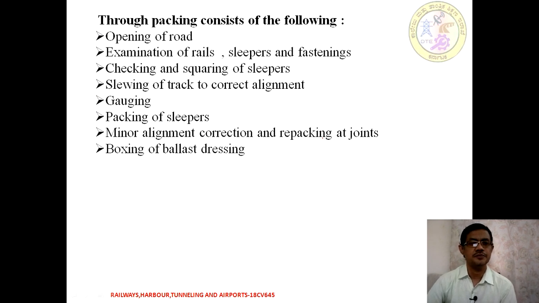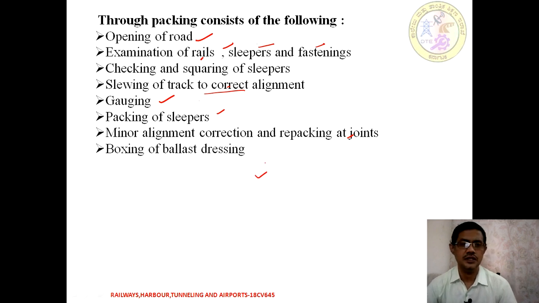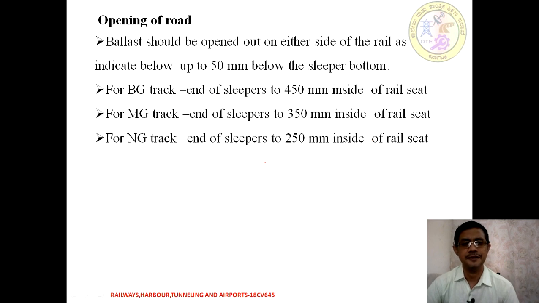Through packing consists of the following. When I say through packing is done, first is opening up of the road, examining the condition of components like rail, sleeper and fastening, checking the squaring of the sleeper, slewing of the track to get back to correct alignment, gauging, packing of sleepers, and minor alignment or replacement at the joints. Next is boxing of ballast and dressing. So this is how through packing consists with respect to operational principles.